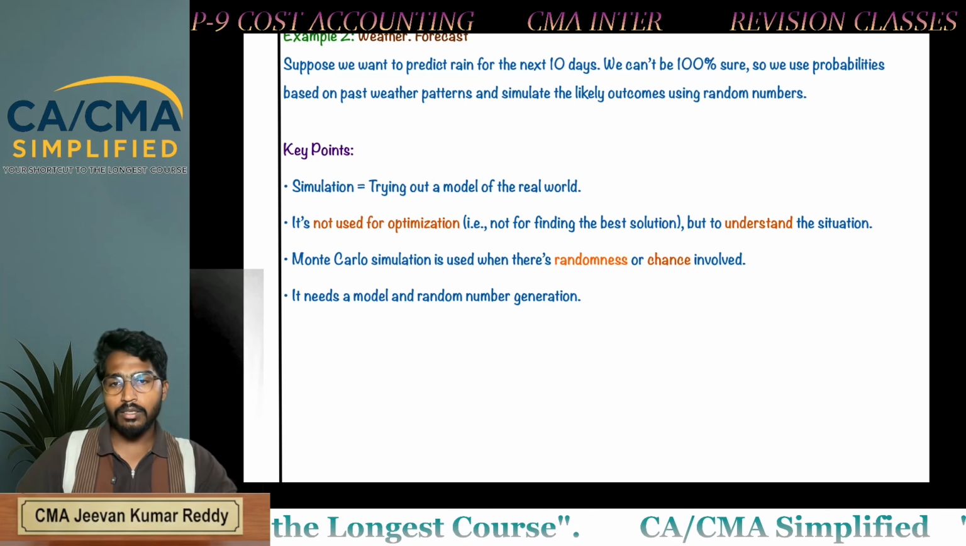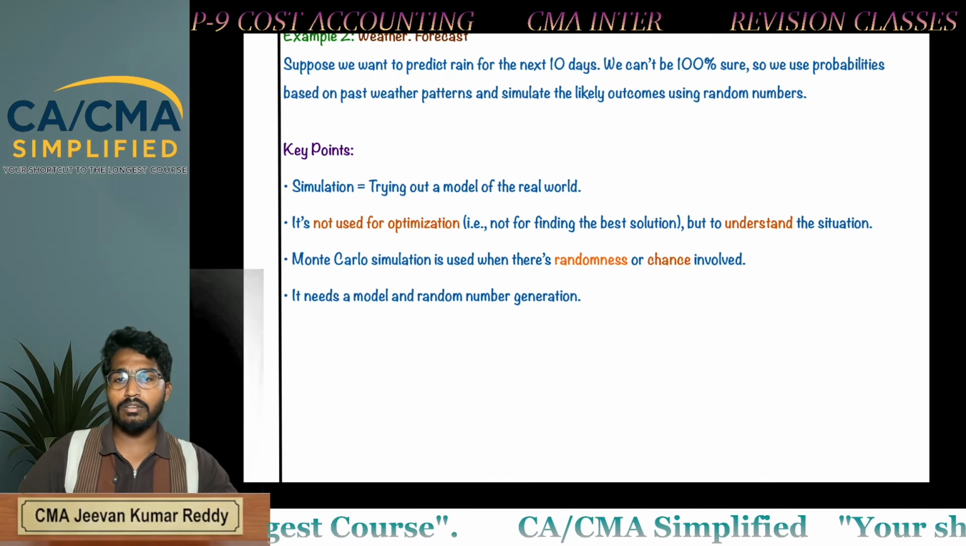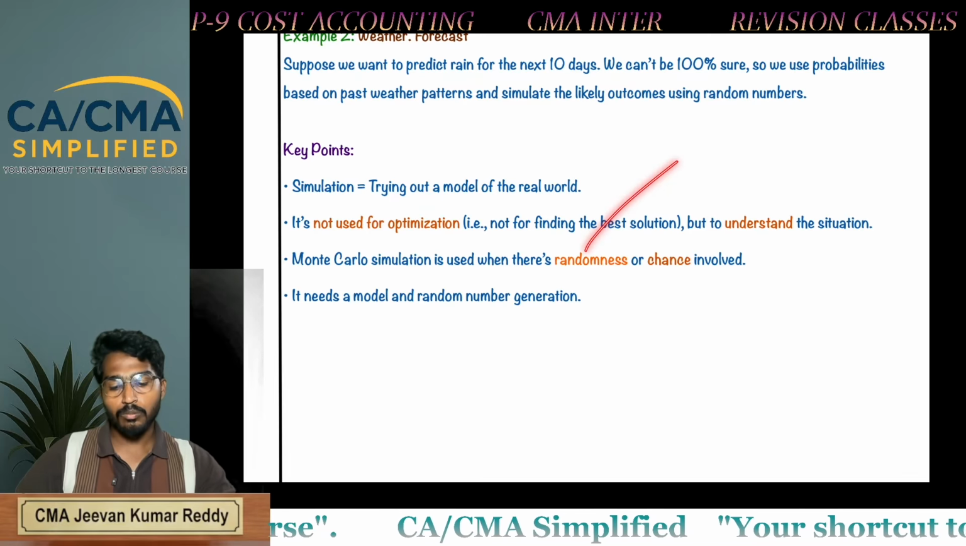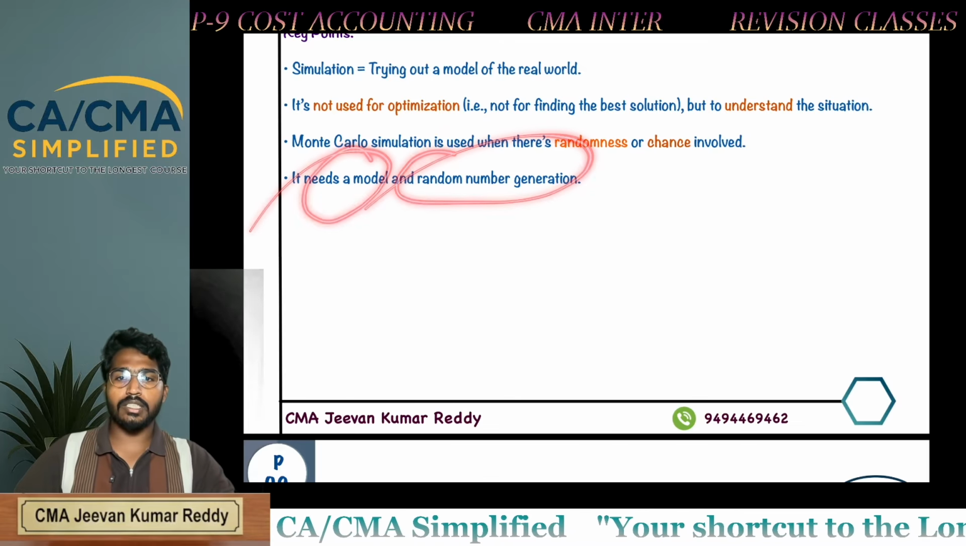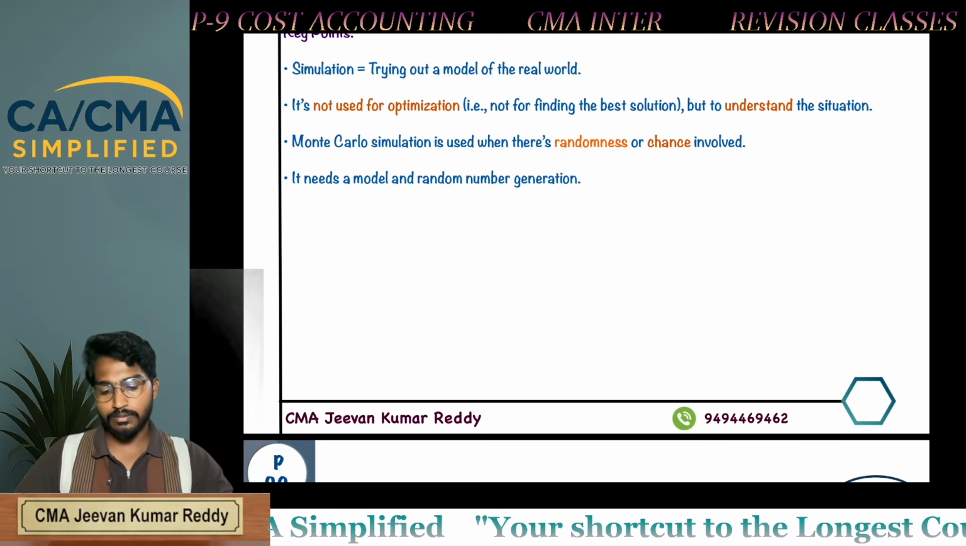Monte Carlo simulation is used when randomness and chance are involved. So when the future outcome is not fixed and it is very variable, and randomness and uncertainty are involved, we use Monte Carlo simulation. So it needs a model as well as random number generation.